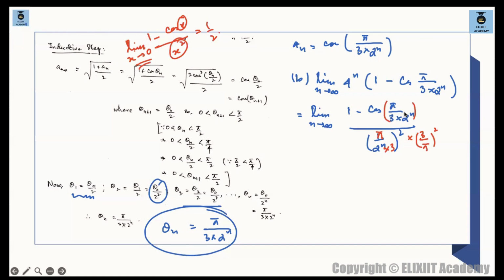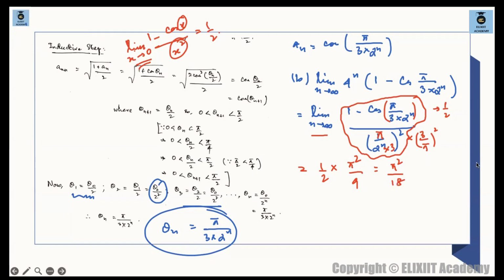Now, is this quantity tending to 0? Definitely yes. As n tends to infinity, pi by 3 times 2 to the power of n will tend to 0. Pi by infinity will tend to 0. So this quantity tends to 0, and yes, this format will work out over here. So this quantity will become half. Basically you have half times pi square by 9, so your answer must be pi square by 18.